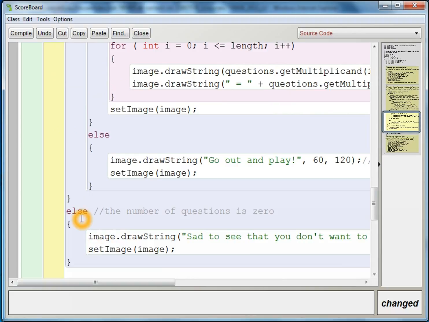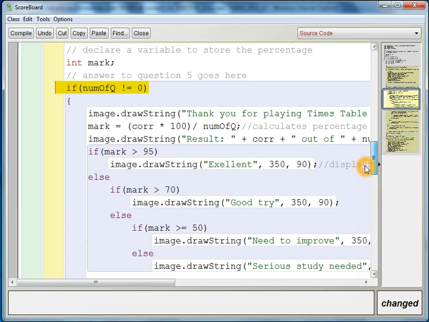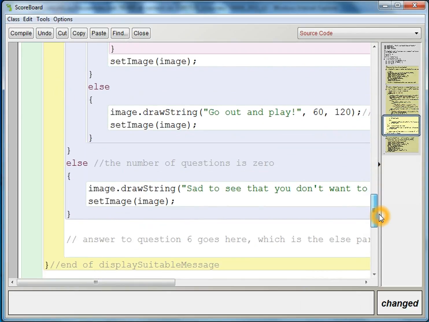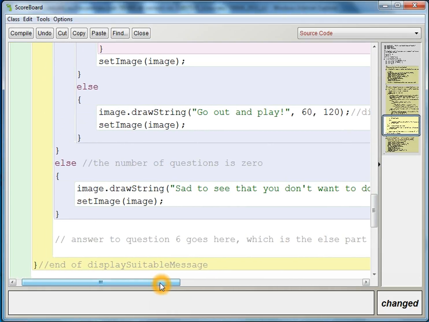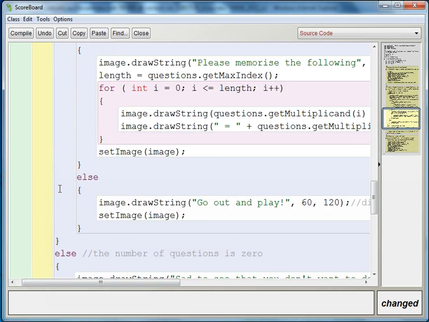This is the else bit. This else means the number of questions is 0, the opposite. Always look at the if statement condition, and the else is the opposite. If the condition says it's not equal to 0, what is the opposite? It is equal to 0. The number of questions is 0. Then we give the message, sad to see that you don't want to do any questions. So that's the only else part of that if statement.